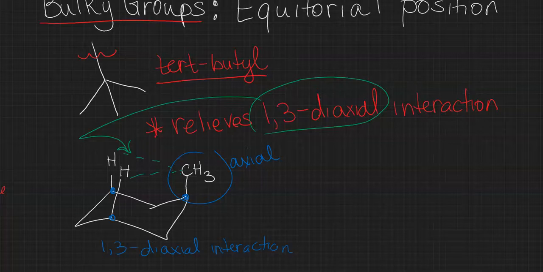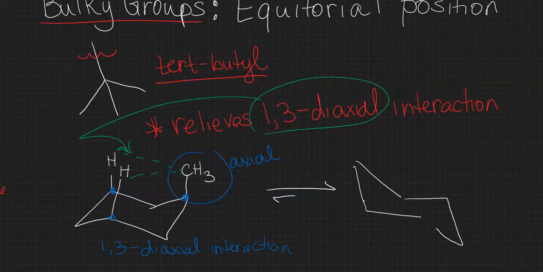That are at that 3 position. The methyl would represent the 1 position. So in order to get to the more stable structure, we would essentially have to flip the ring. And when we flip the ring, my substituent is now equatorial. And we no longer have that 1,3 diaxial interaction.